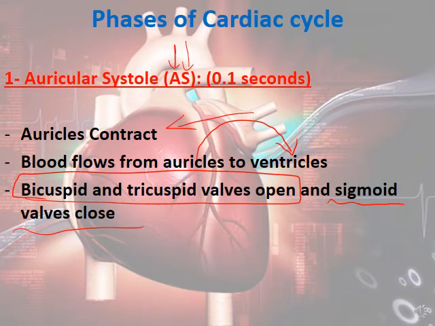So we have three main events. Number one, the auricles contract, that's why it's auricular systole, the contraction of the auricles. Number two, the blood will flow from the auricles toward the ventricles. Number three, you have to know that the bicuspid and tricuspid valves open and the sigmoid valves close.